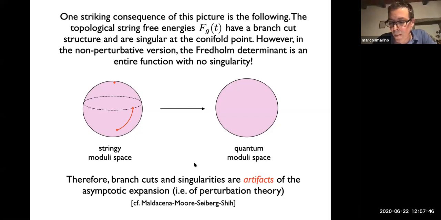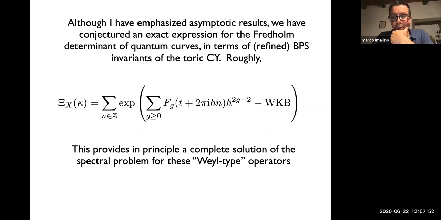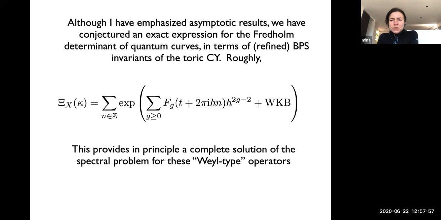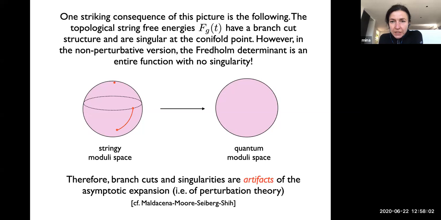Okay, are there any questions at this point? Yeah, so it sounds like you have something that interpolates between the Nekrasov-Shatashvili limit and the topological string limit. Well, and has no cuts, right? Yes.